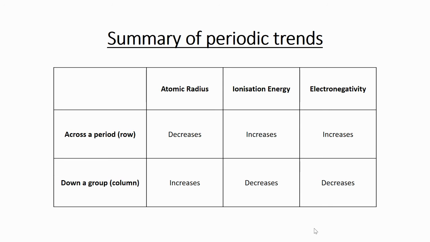For merit and excellence, you need to be able to explain giving reasons. And for excellence, you need to be able to explain the links between the trends and giving reasons. And this brings us to the end of the 3 videos about periodic trends.